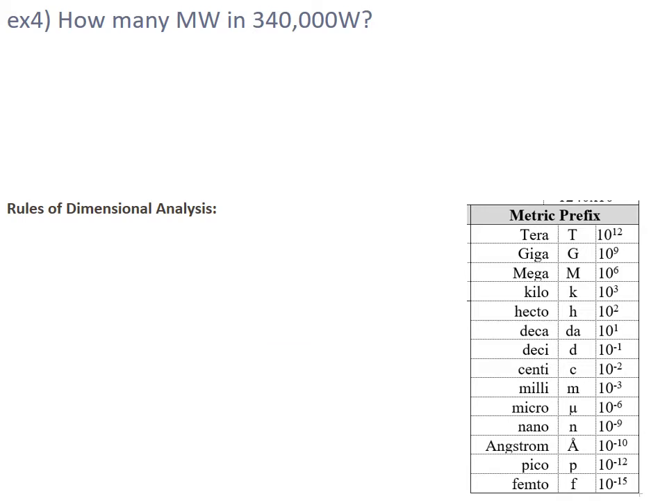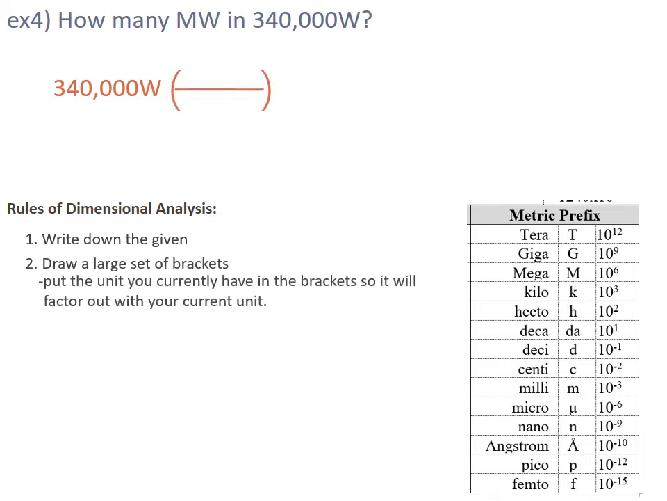Example 4, how many megawatts in 340,000 watts? Again, I start by writing down my given, 340,000 watts. And again, the next step is to draw a large set of brackets. I currently have watts, so to get rid of watts, I put it in the denominator. I want to find megawatts, so I put that on the opposite side of the fraction.